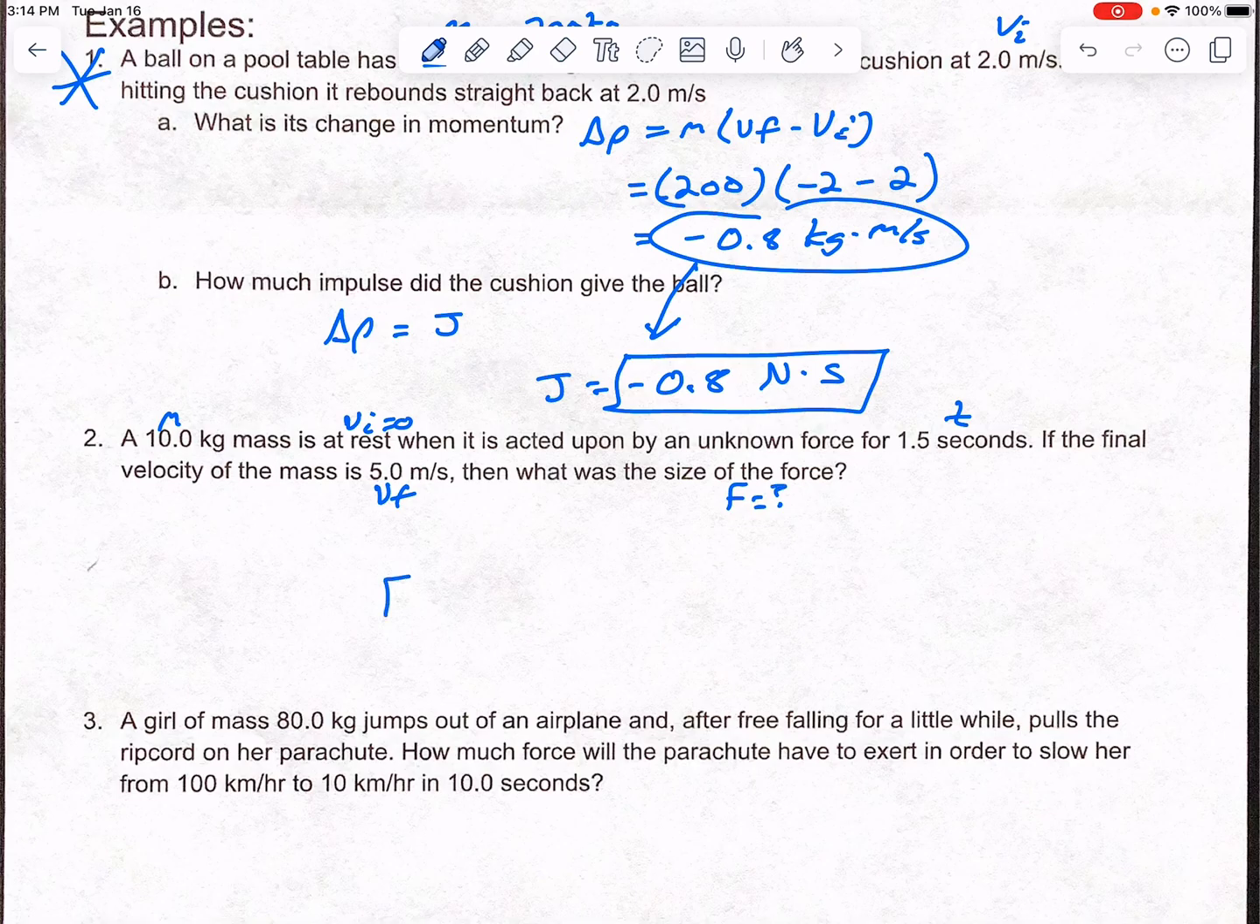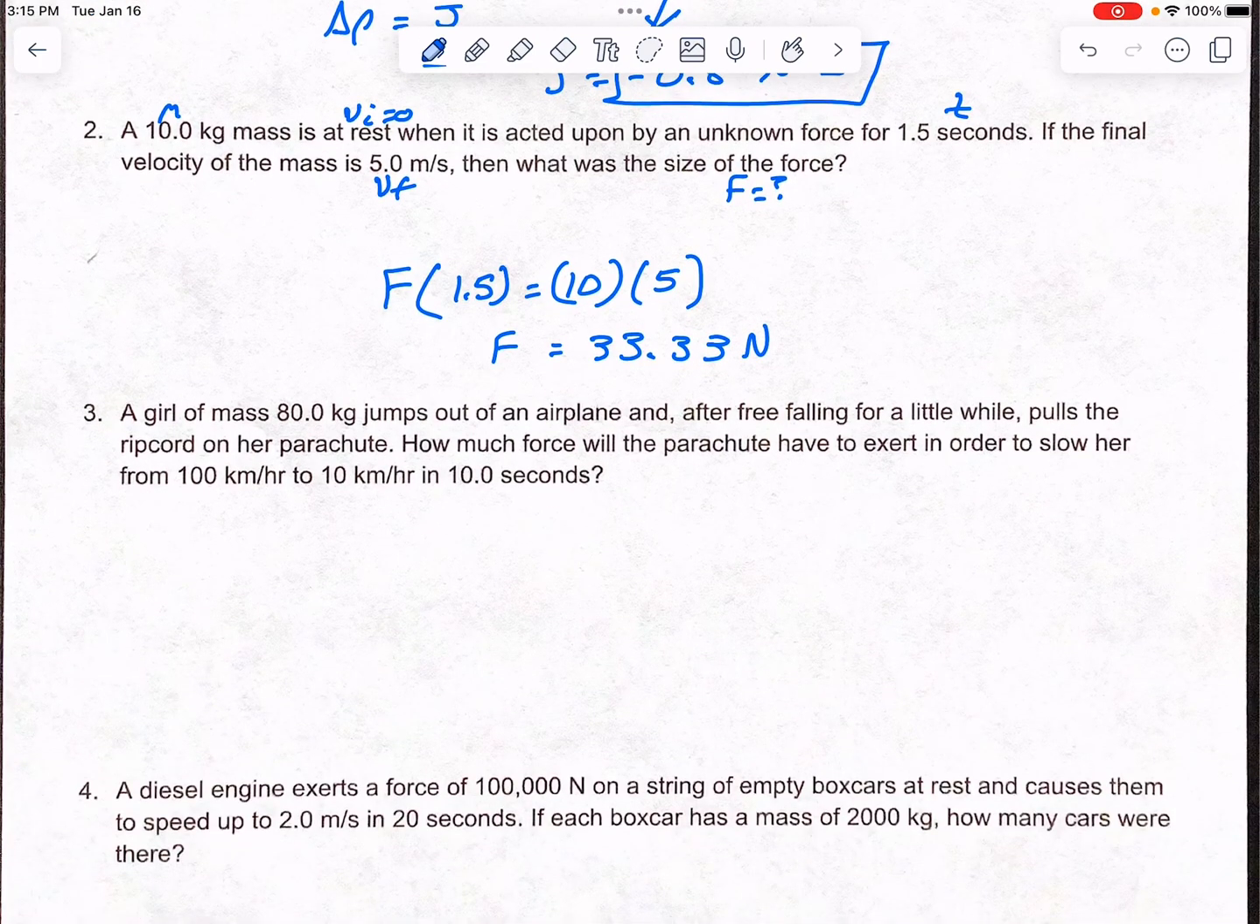Okay, so F we don't know, we're going to leave it as F. Time, 1.5, equals mass, which is going to be 10, times VF minus VI. So we're just going to put 5 there because VI is 0. Okay, and we're going to get a force of, negative, nope, not in this case, we're looking at the wrong problem, 33.33 newtons.